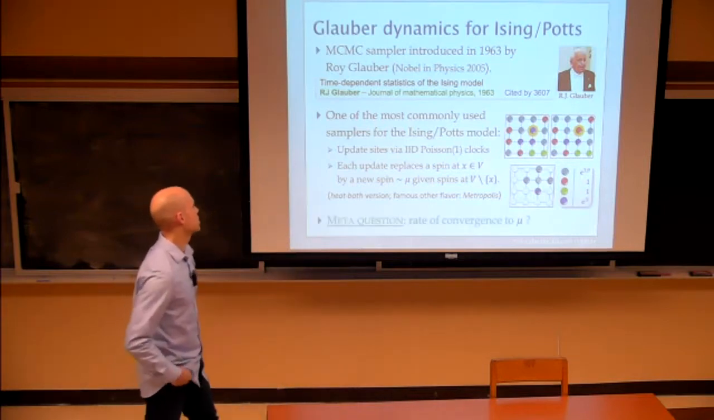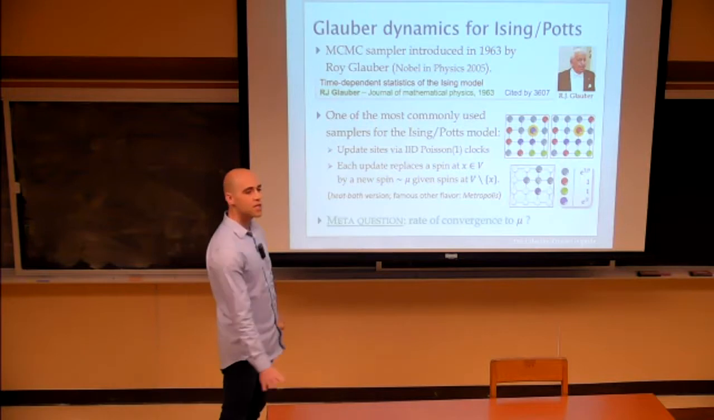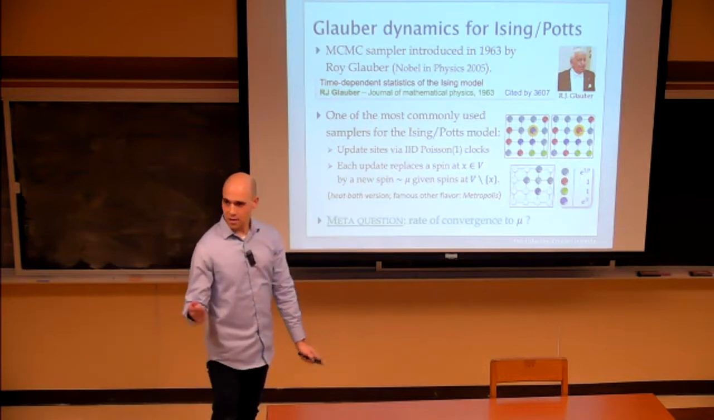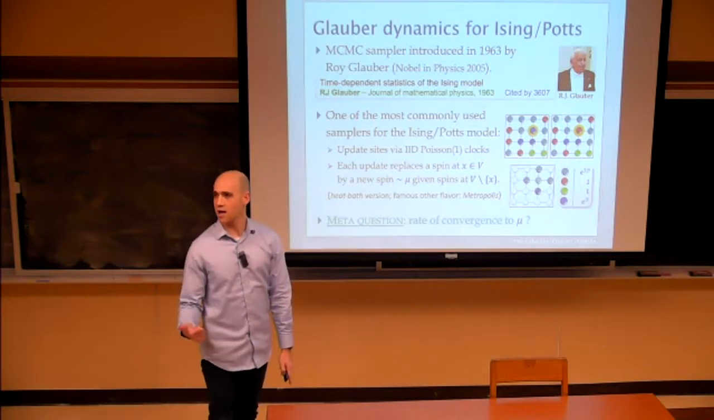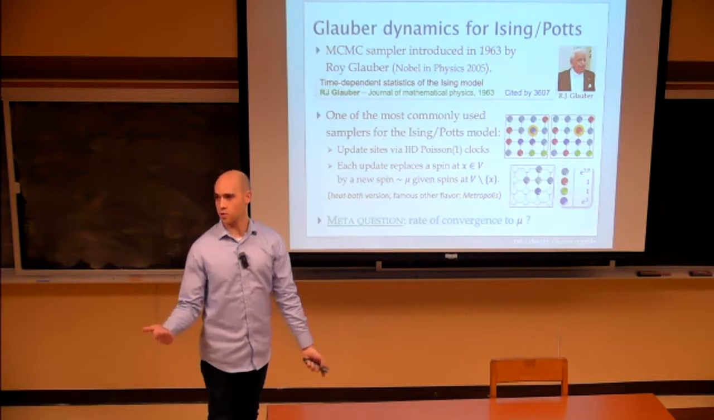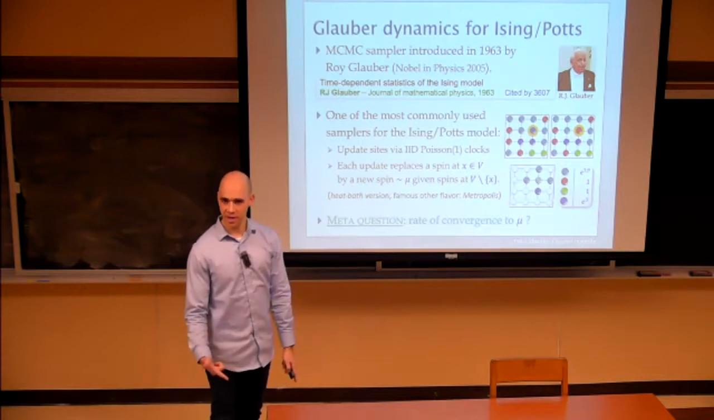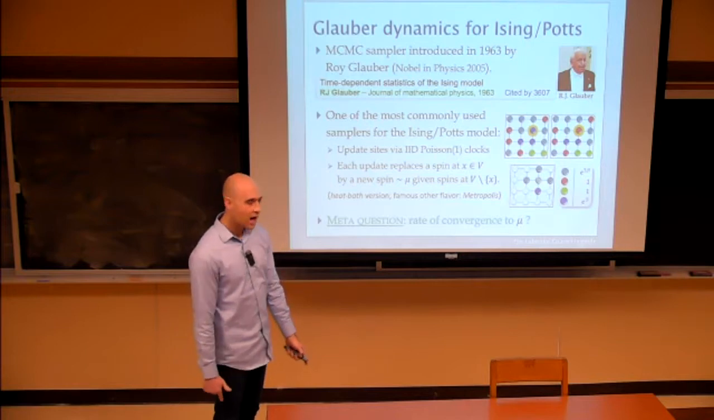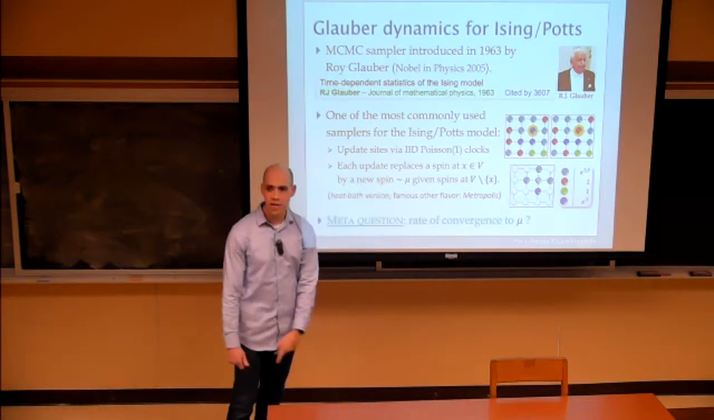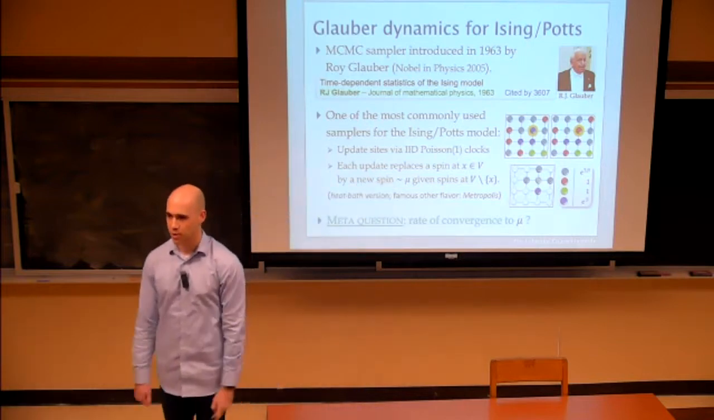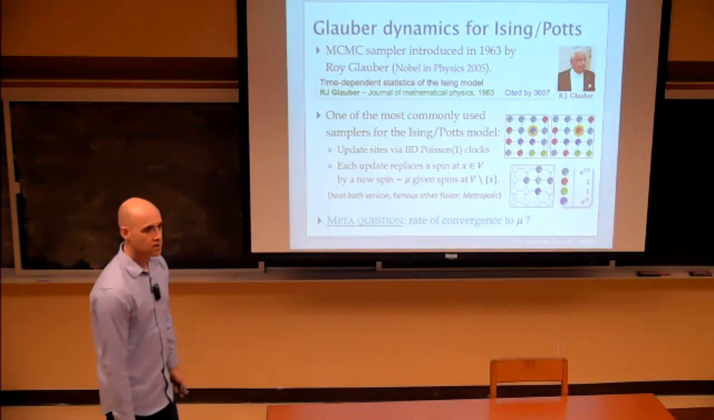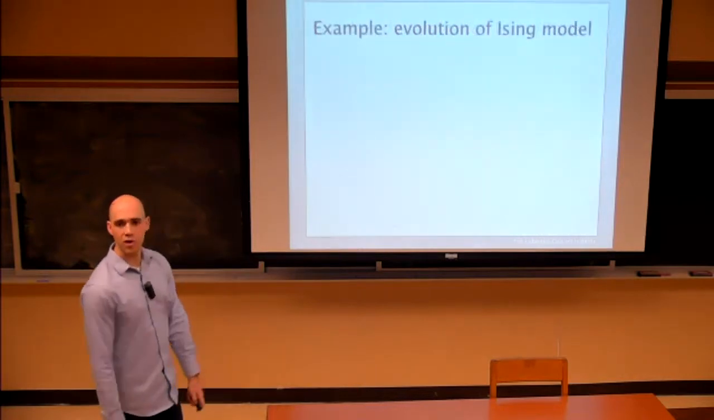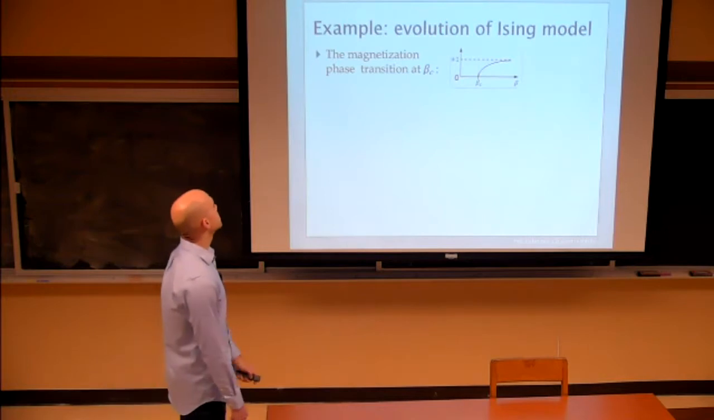Okay, so we established that we do converge. The sampler does converge to the target distribution mu, the Potts model. It is easy to implement, and the only question is, how many times will I have to update sites until I actually converge to equilibrium? And that's what we're trying to answer.